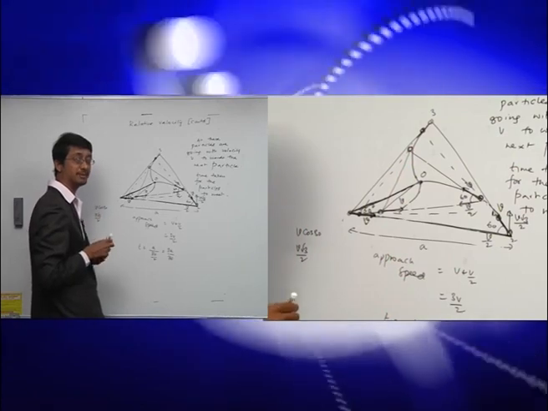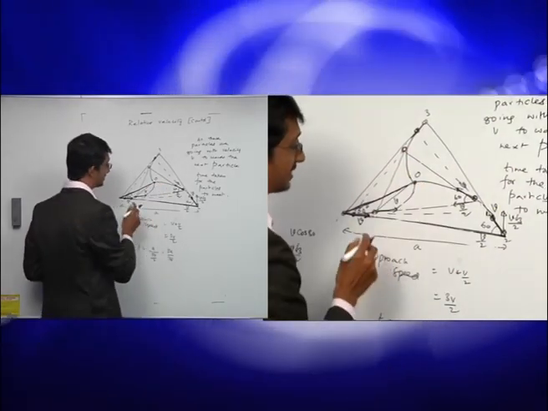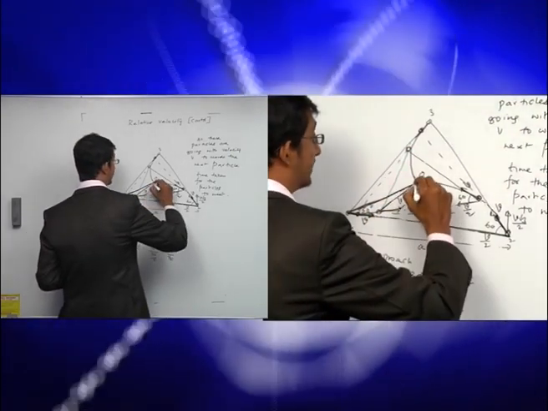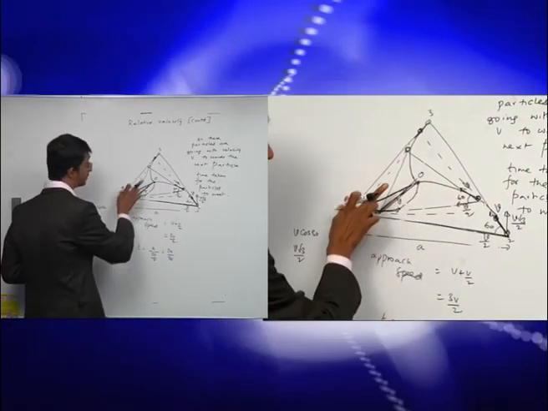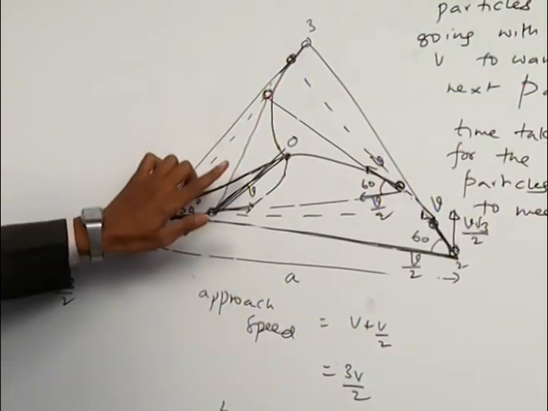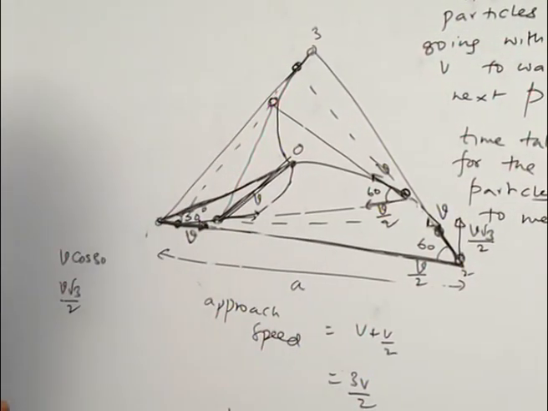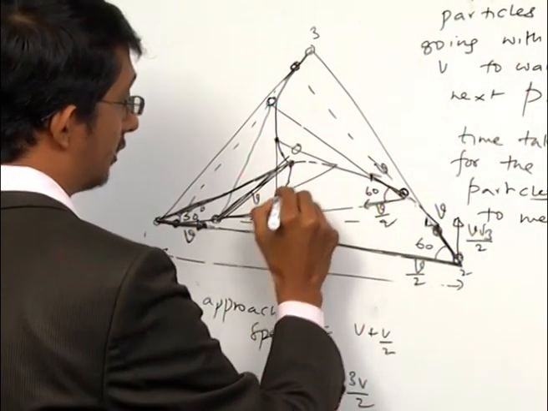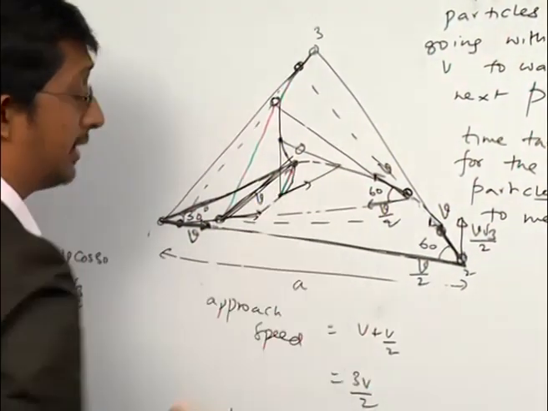I call this approach. Why? Because point O is at rest and this particle is approaching point O. Remember, approach is along the line joining them. So this particle is approaching point O with a speed of V cos 30 again, which is V root 3 by 2. And even at some other intermediate position, it's always true. The particle always approaches point O with V root 3 by 2.